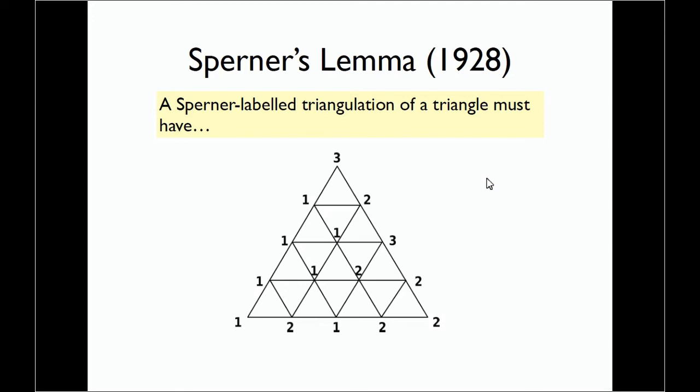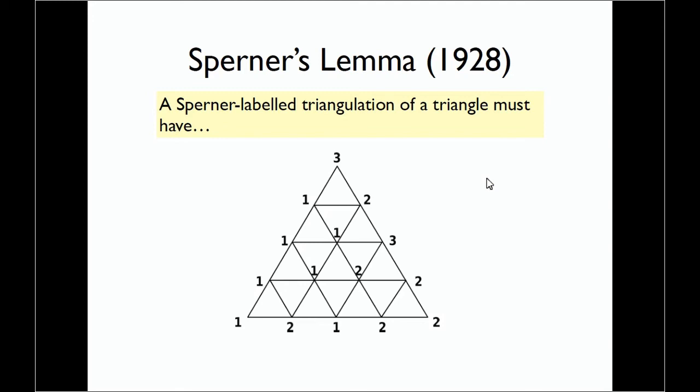And then on the inside, you allow either 1, 2, or 3. All right. Is everybody with me on what the special labeling is? I know it seems a little peculiar, but it relates to the geometry of the triangle. Yeah. All right. So that's called a Sperner-labeled triangulation. And Sperner's lemma says if you have a triangle labeled this way, a triangulation labeled this way, then it must have, guess what? A baby triangle that is a 1, 2, 3 triangle.